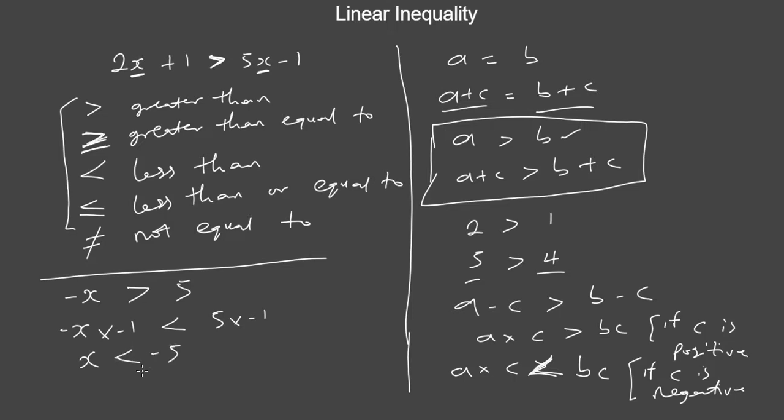So that is one important rule you have to take note of. If you multiply both sides by a negative number, you flip the sign. The same thing goes for division. If you divide both sides by a negative number, you also flip the sign. So let me show you why this makes sense, why you need to flip the sign.